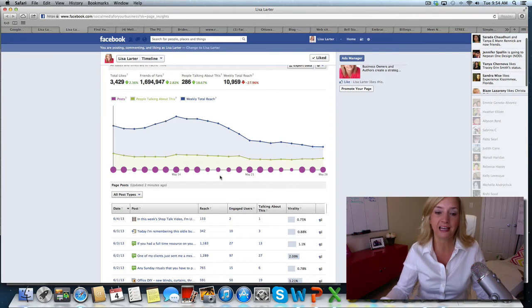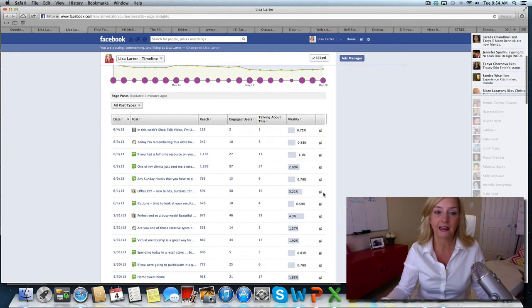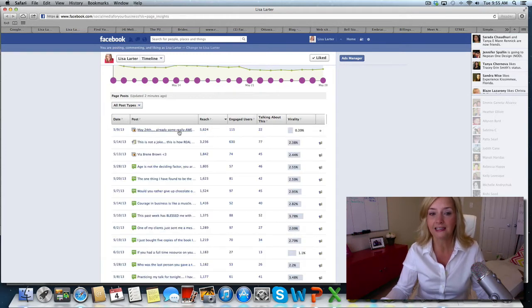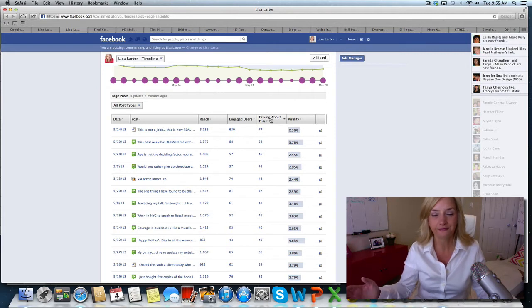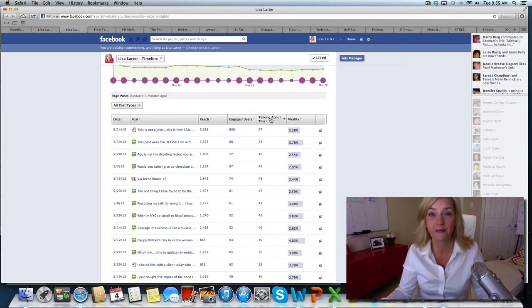If you scroll further down, you can actually see that it gives you feedback by post. And the really cool thing here is you can actually click on these things. So if I want to see reach, I can click on reach, and now I can see which post gave me the most reach, which gave me the most engaged users. You can literally click on each of these little tabs to find out how your posts are performing. Essentially in marketing, this is brilliant data because it allows you to interpret what's working and what's not working.